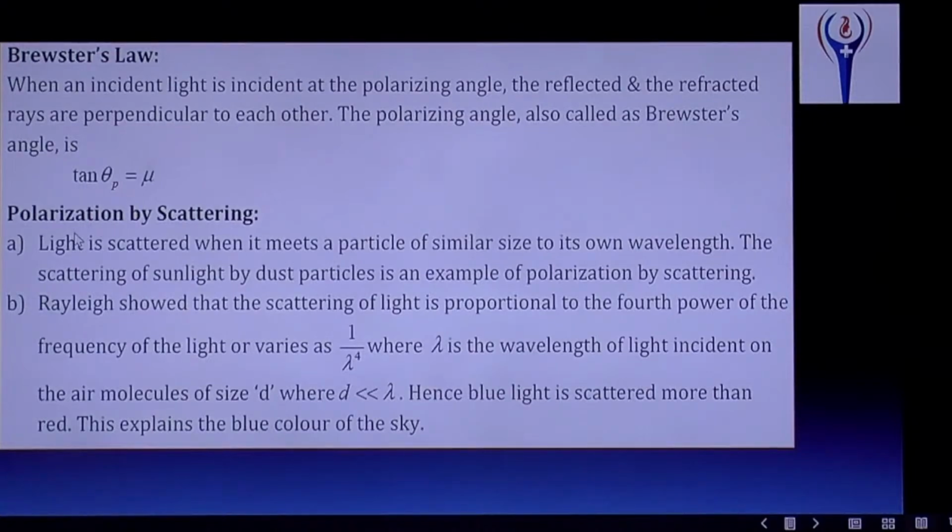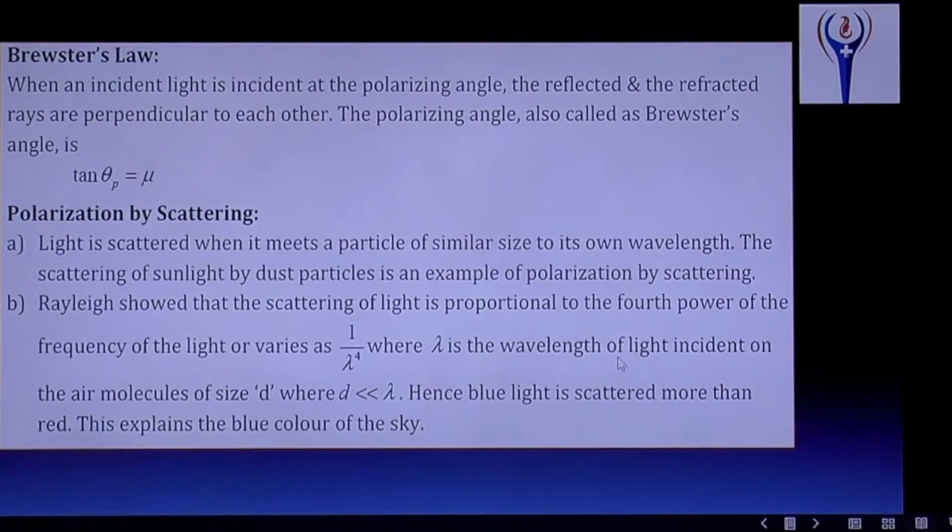And polarization by scattering. Light is scattered when it meets a particle of small size compared with its wavelength. The scattering of sunlight by dust particles is an example of polarization by scattering. And Rayleigh scattering is a scattering of light with the fourth power of wavelength. That is, the scattering is inversely proportional to the fourth power of wavelength.